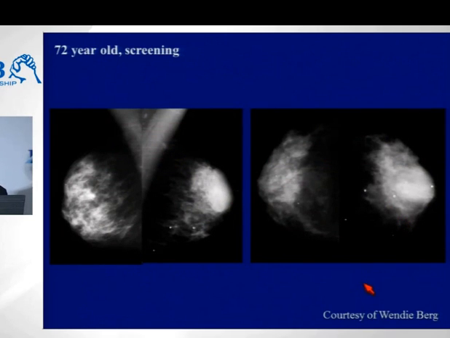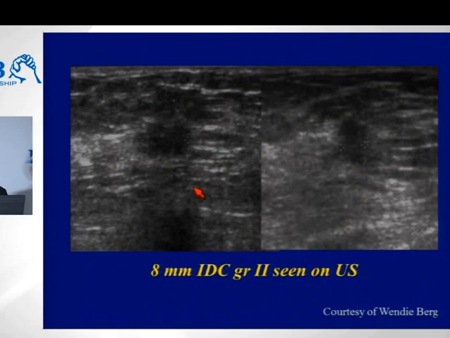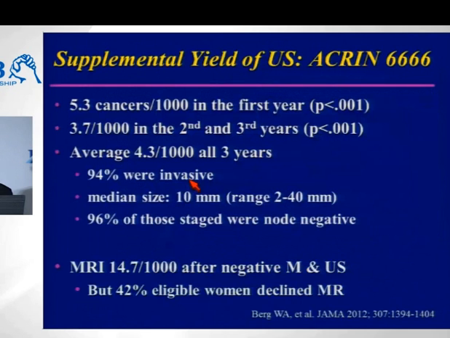And this is a case that Dr. Berg has given me. This is not the cancer in this heterogeneously dense breast, but rather this 8-millimeter grade 2 invasive duct carcinoma that was only seen on ultrasound and not even retrospectively on her mammogram.